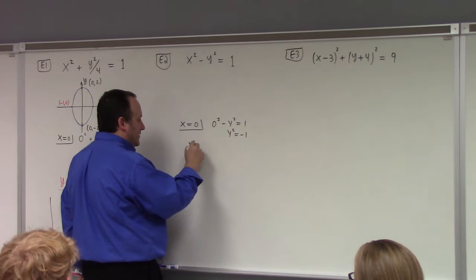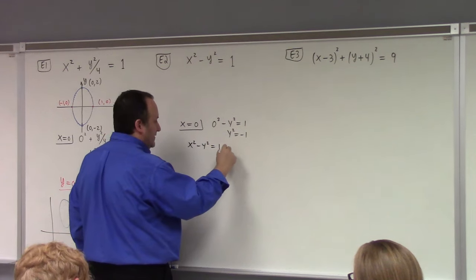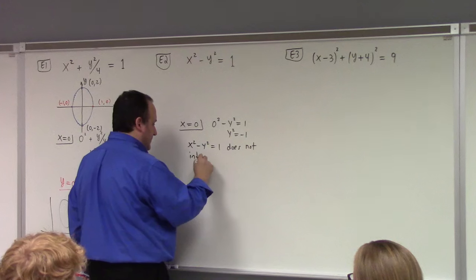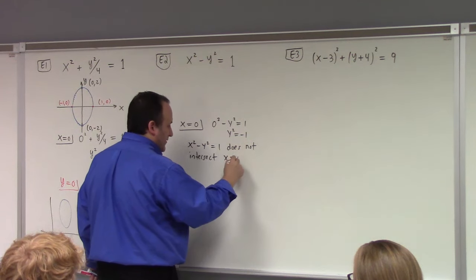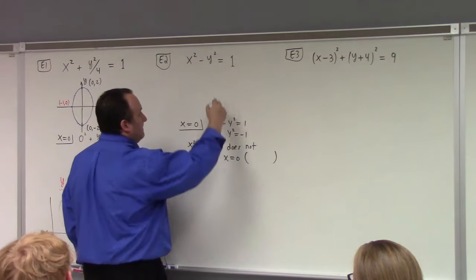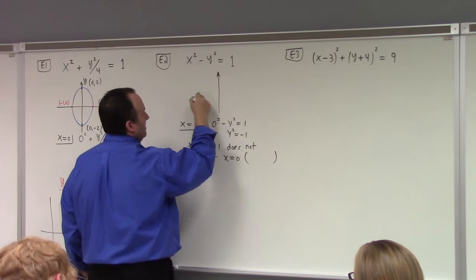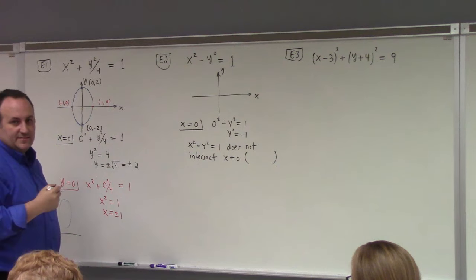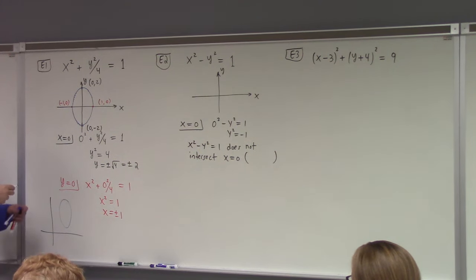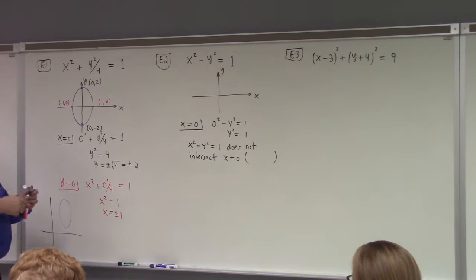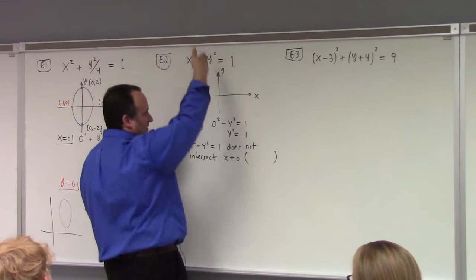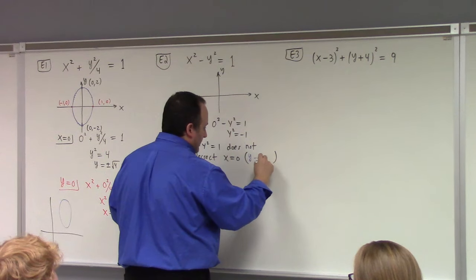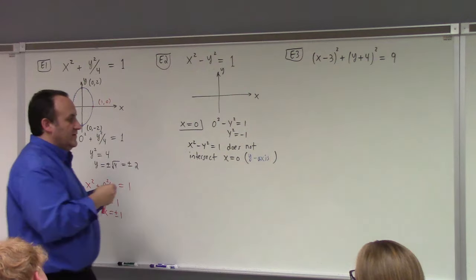So this means there's no real solution, which means there's no point on the graph. This means that x squared minus y squared equals 1 does not intersect the x equals 0 curve, which is the what axis? Somebody say it. The x equals 0 is here, right? It's the y-axis. So whatever this thing is, it doesn't cross the y-axis.